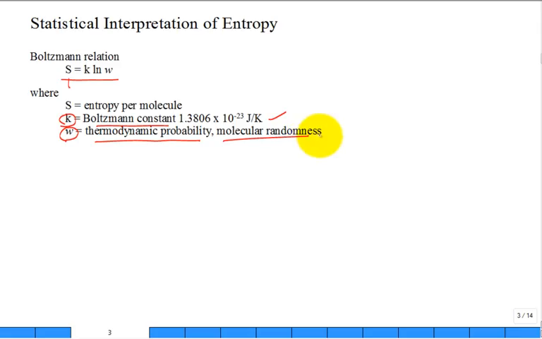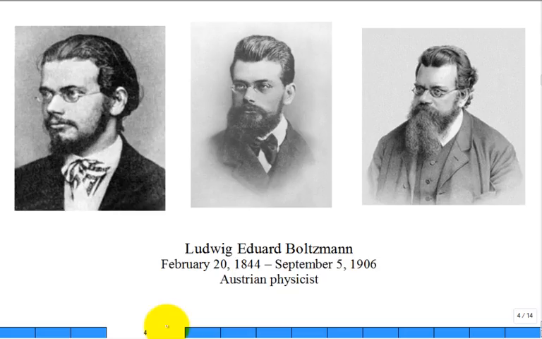This equation, we just show it to you. We don't really use it in this class, but it's to help you get a feel for what entropy is. And this is one of those big equations in physics and engineering. Here are some pictures of Ludwig Boltzmann as a young man to an older man. The years he lived, 1844 to 1906, he was an Austrian physicist.